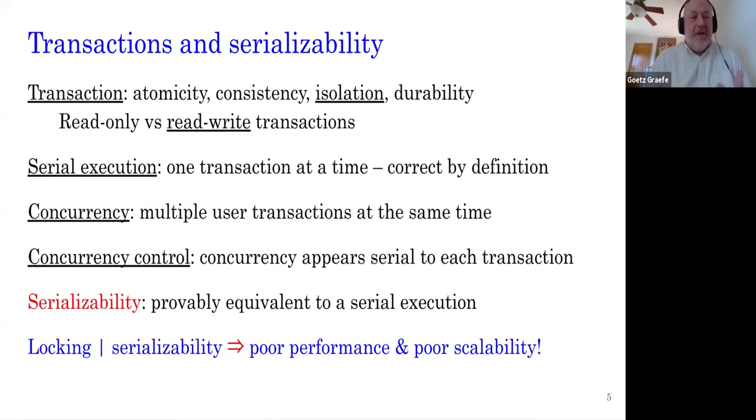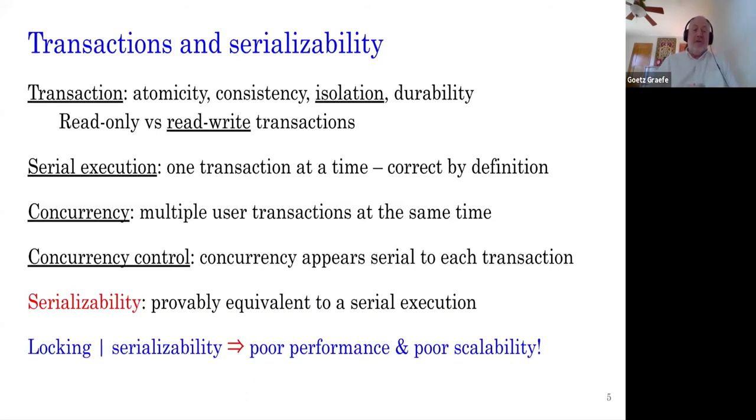So transactions, the definition for properties, the one we are most interested in today is isolation, isolating one transaction from another. We are not interested in read-only transactions, at least not much. We are much more interested in transactions that read and write within the database, and that have multiple reads and multiple writes in a database, and all together are supposed to be atomic. So our correctness criterion is serial execution. Something that's equivalent to serial execution is considered good, at least with respect to concurrency control.